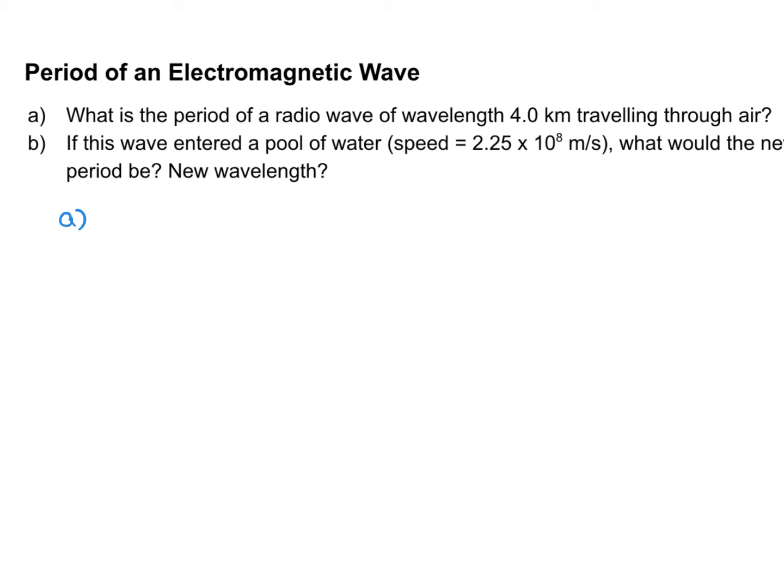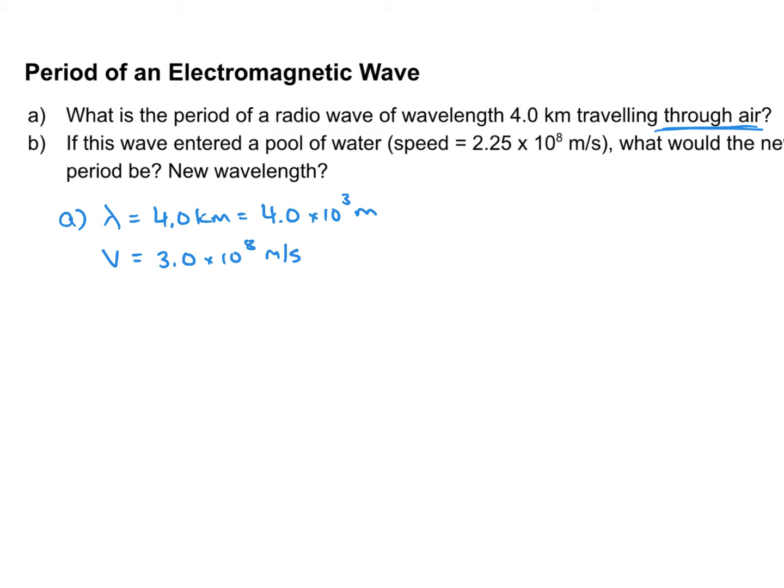For part A, the wavelength is given in kilometers, which I will change to SI units. So that would be 4 times 10 cubed meters. Also, we are told that it's traveling through air, and that's important to know because that will provide us the speed. Since it's an electromagnetic wave, all electromagnetic waves travel at the same speed. And through air, that speed is approximately 3.0 times 10 to the 8 meters per second.